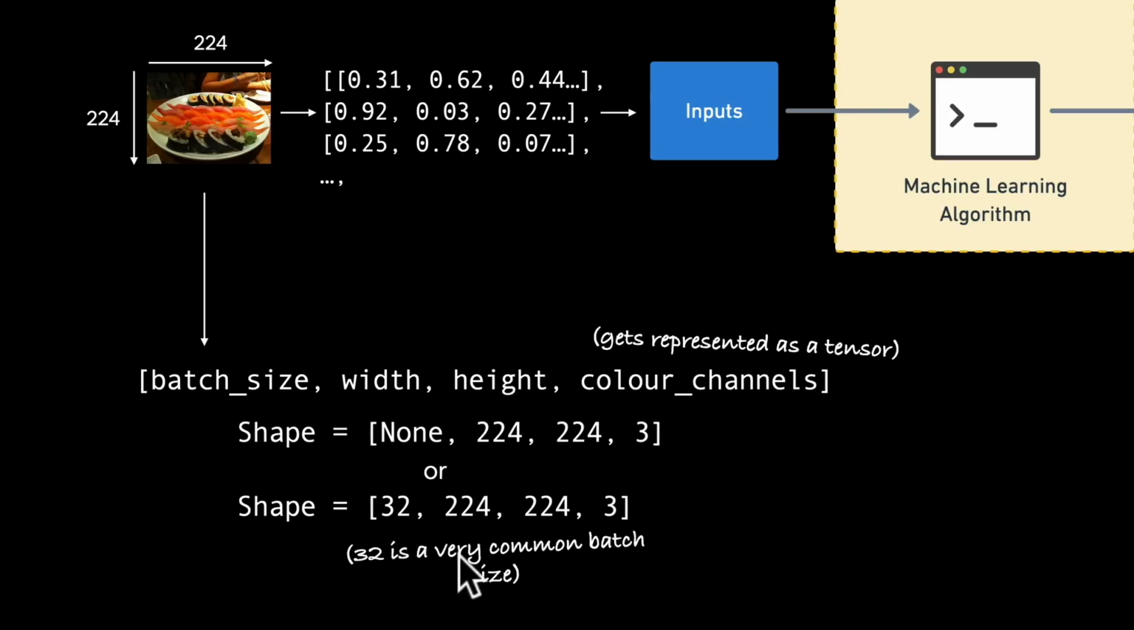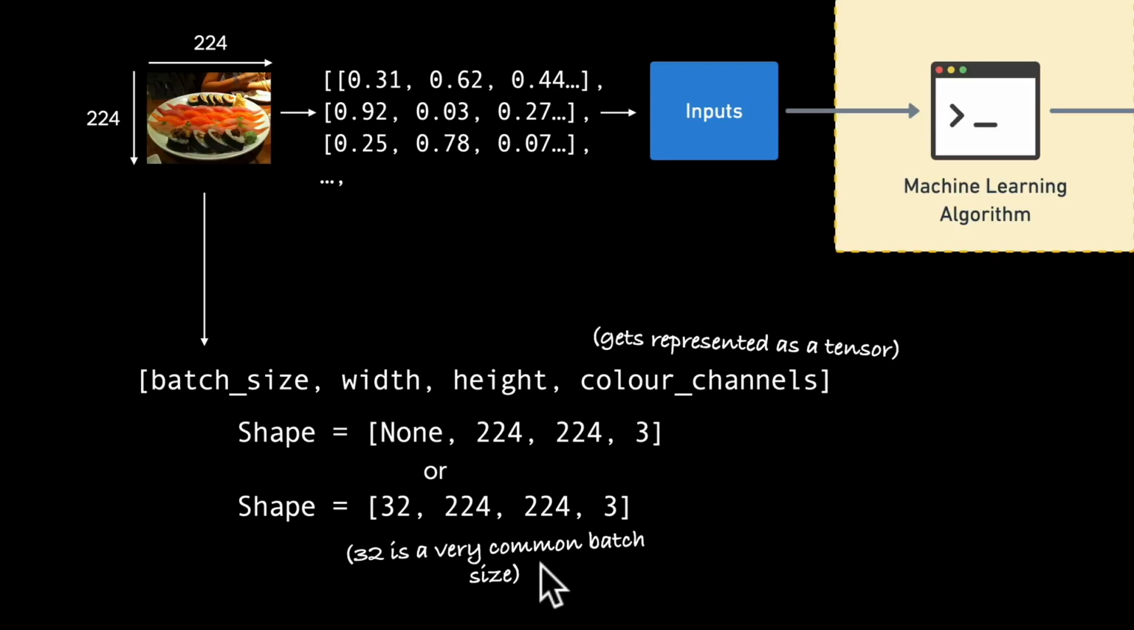Now I've set 32 here because 32 is a very common batch size. All you need to know for now is that oftentimes when we're training a machine learning algorithm, depending on how much data we're working with and depending on the size of the computing chip that we're working with, it may only have enough memory to look at 32 samples at one time. So say we're working with 10,000 images, which is very common in image classification. Our machine learning algorithm may only look at 32 images at a time so that it doesn't run out of memory.